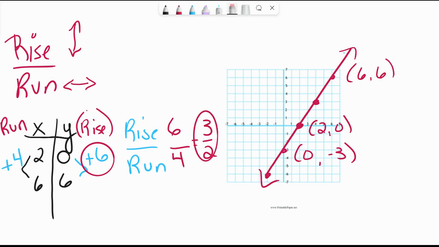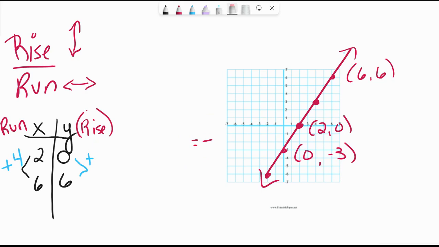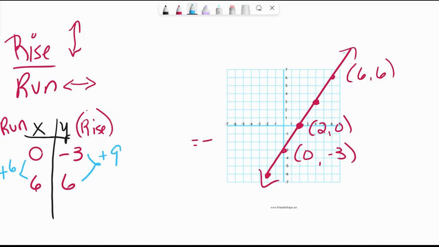So let's look at it with another set of points, okay? Now let's look at it with, let's say we do 0, -3, and we'll do 6, 6. Okay, so again we're going to find the changes in X. It's increasing by 6, and we're going to find the changes in Y's, and it's increasing by 9. And we're going to use our rise over run ratio. We're always using rise over run to find slope.